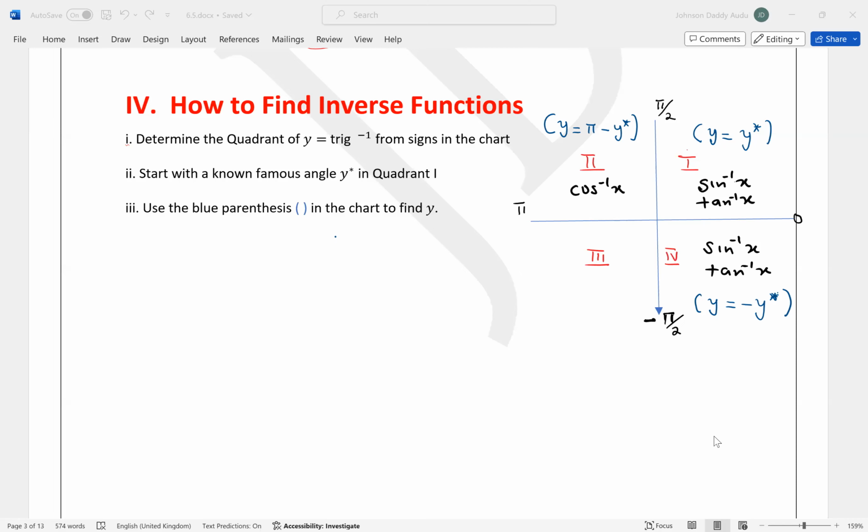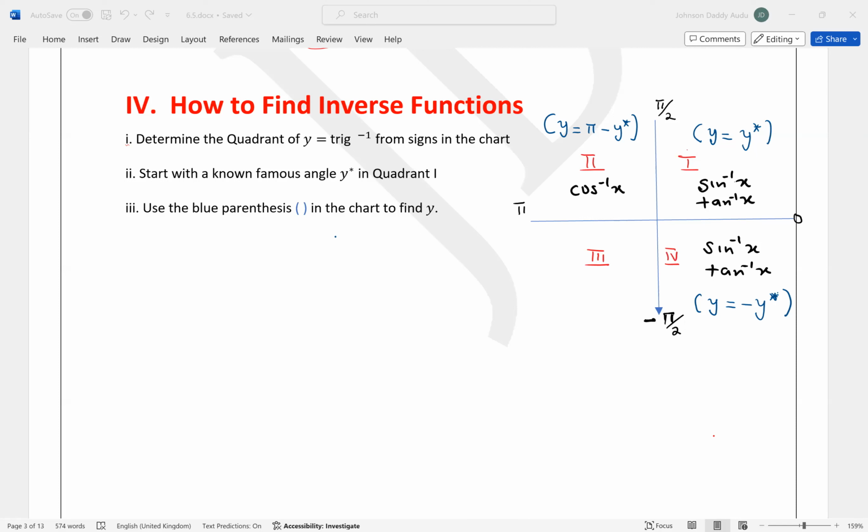Hello viewers. In this video, we'll be looking at how to evaluate inverse trigonometric functions. To do this, we're going to be following three steps. Step number one is to determine the quadrants.